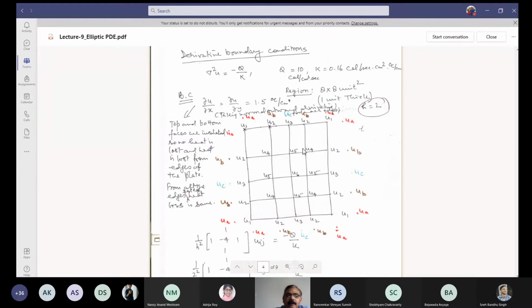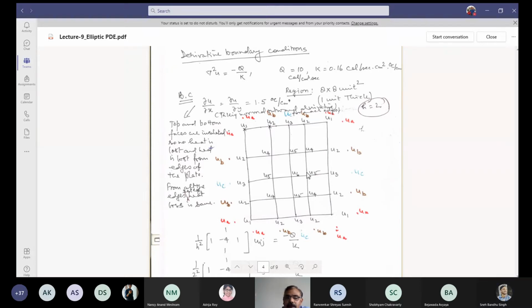Now if you want to find out u1, u2, u3, you can find them from here itself. From the edges, u3 will be uc minus u5 by 2h, equal to 1.5. So u1, u2, u3 we can get from here, and then inside also we will get, because for these u1, u2, u3 we require two equations, because ua is coming, so one more equation is required, right?